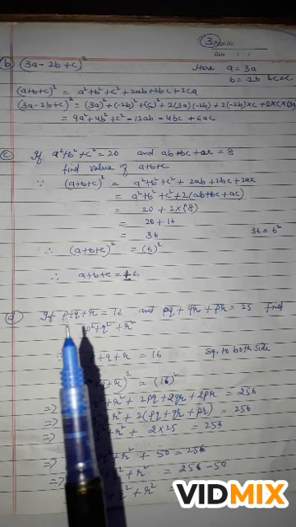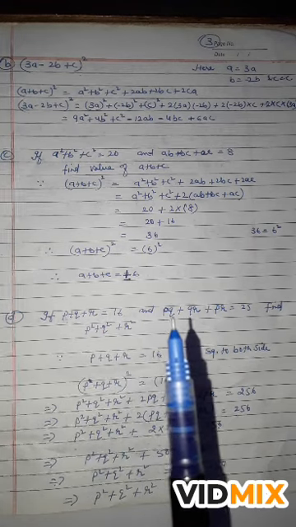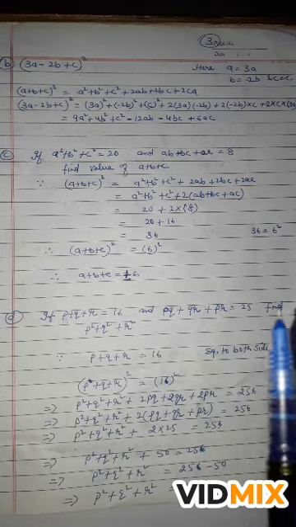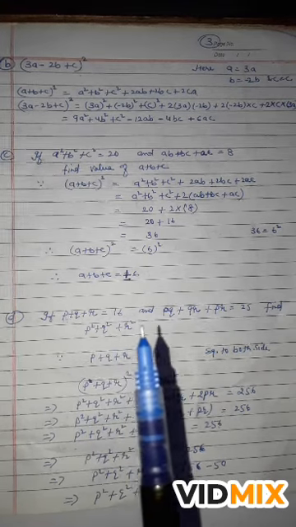Another example, that is p + q + r is 16, pq + qr + pr is 25, then find the value of p² + q² + r².